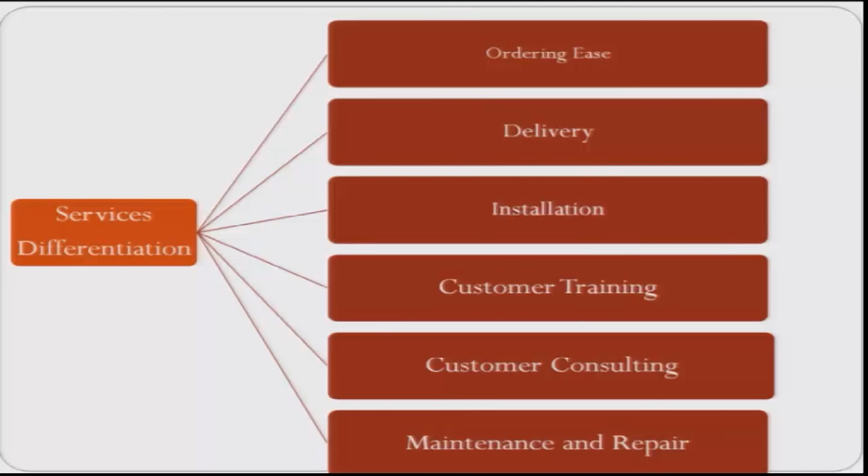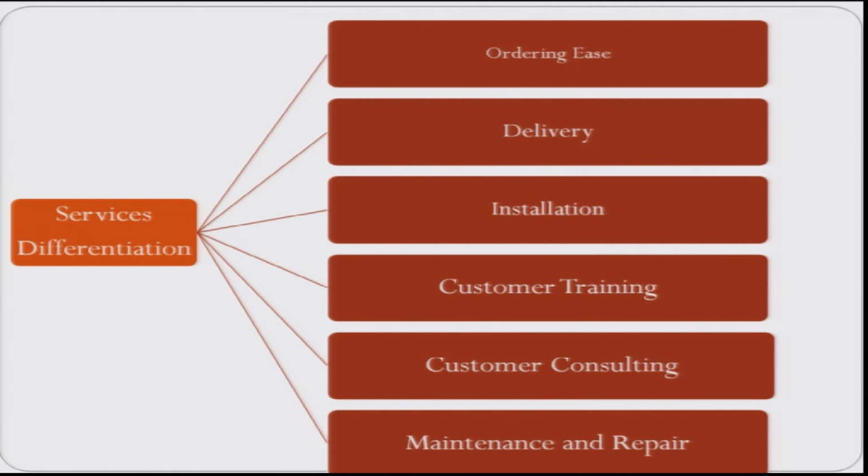So this is basically a very fast way of maintaining or repairing the product, which helps the customer and the company both in terms of saving time as well as monetary cost in case of any breakdown. Then the other form of differentiation could be service differentiation, that is, how easily a product can be ordered is one way of differentiating the product.